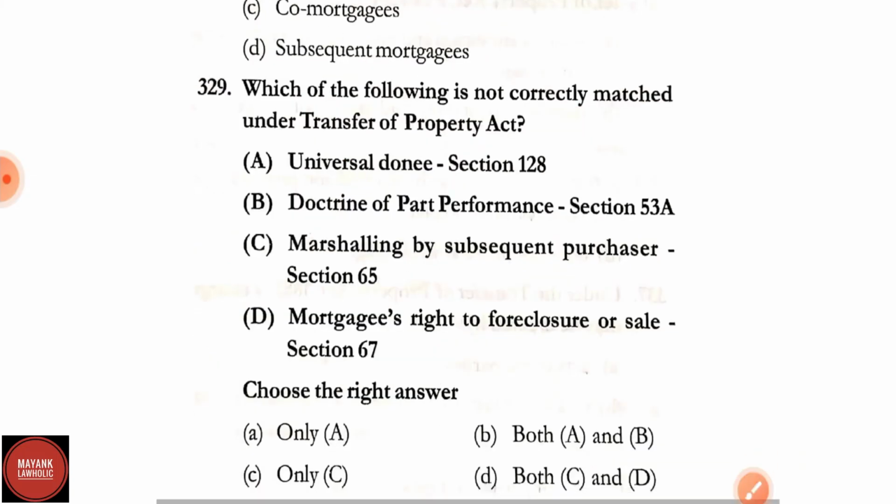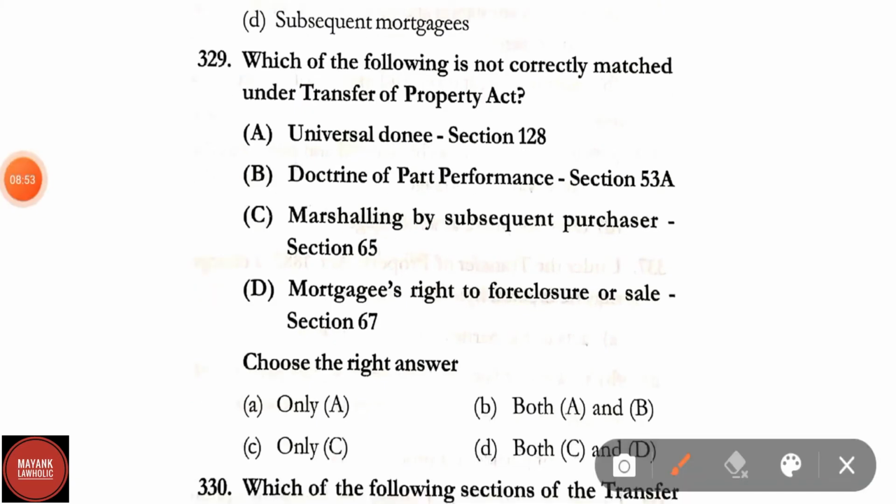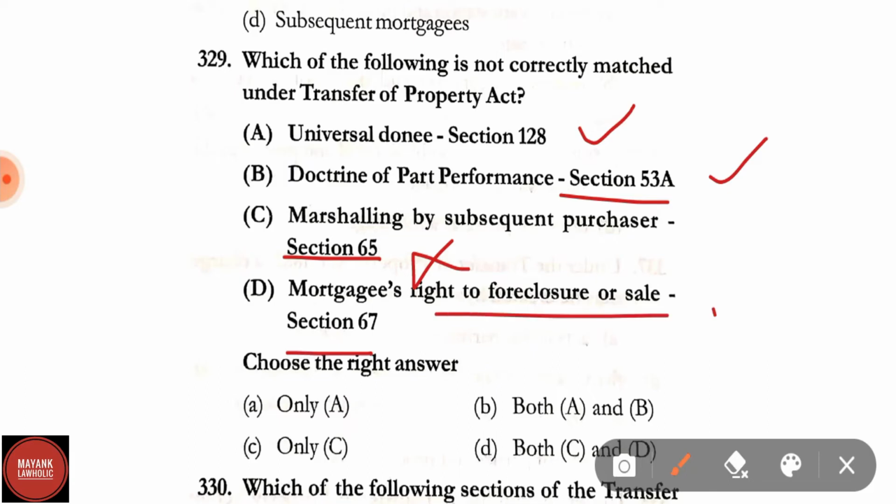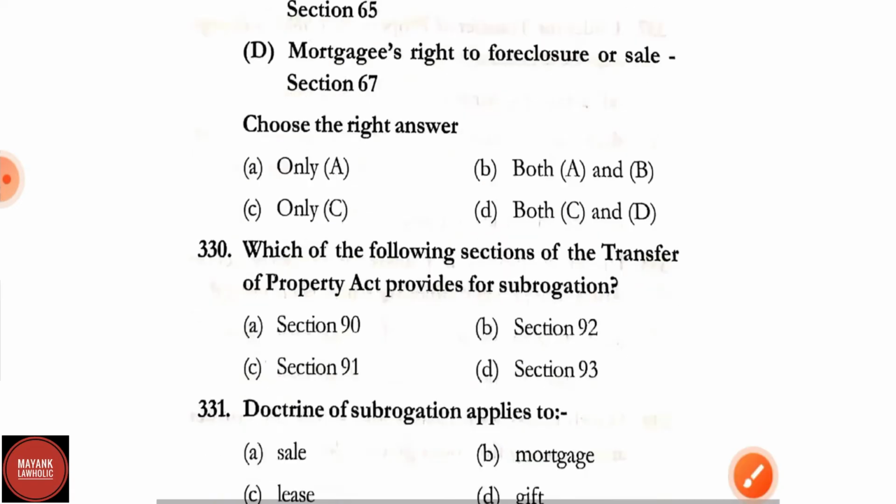Question number 329. Which of the following is not correctly matched under TPA? Universal donee, section 128 is correctly matched. Doctrine of part performance, section 53A is also correctly matched. Marshalling by subsequent purchaser, section 65, this is not correctly matched. Mortgagee's right to foreclosure or sale, section 67, this is the correct match. By going through these matches, the correct option for question number 329 will be option C, because it has been asked which is not correctly matched. C is not correctly matched.